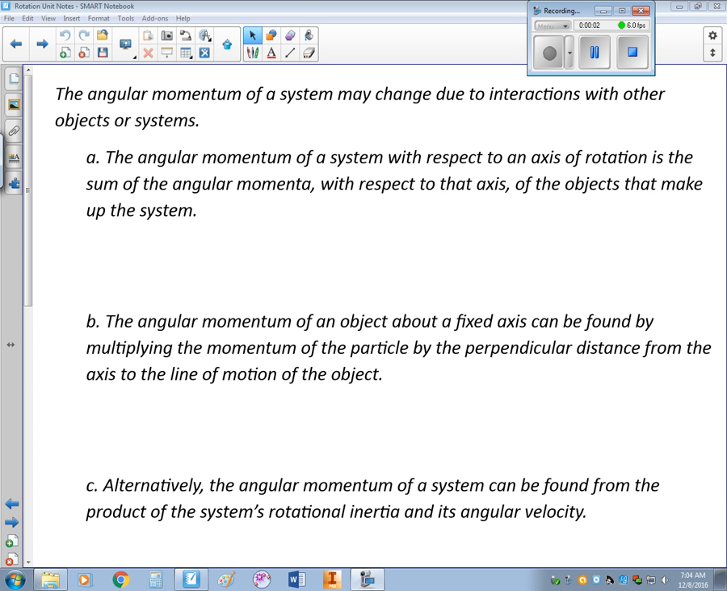Alright, this is video 7 for the rotation unit. So, we're going to continue talking about angular momentum.